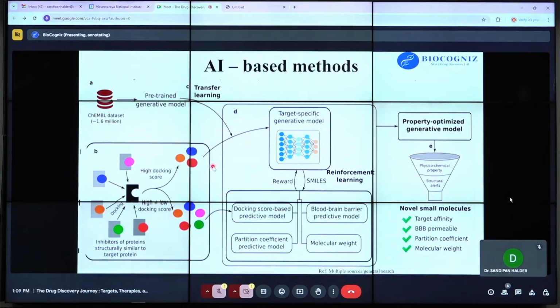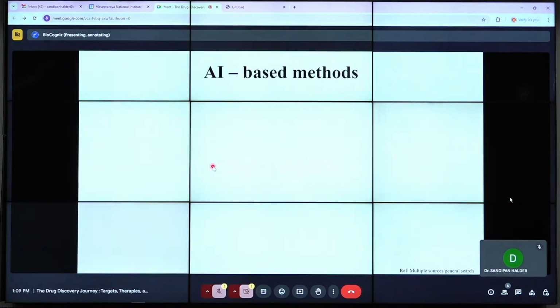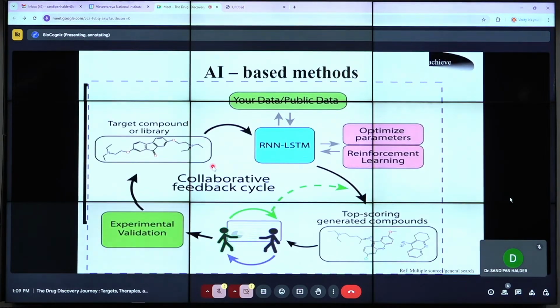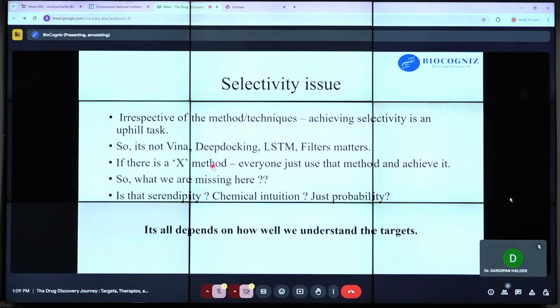Yeah, so like this, we have several methods, but again, the question I would like to ask is whether we are free from side effects, or in other words, can we achieve selectivity? The answer is no, right? So there are several AI-based methods. I'm skipping this because we have discussed this already. Now come to the actual question of our interest today: how are we achieving the selectivity?